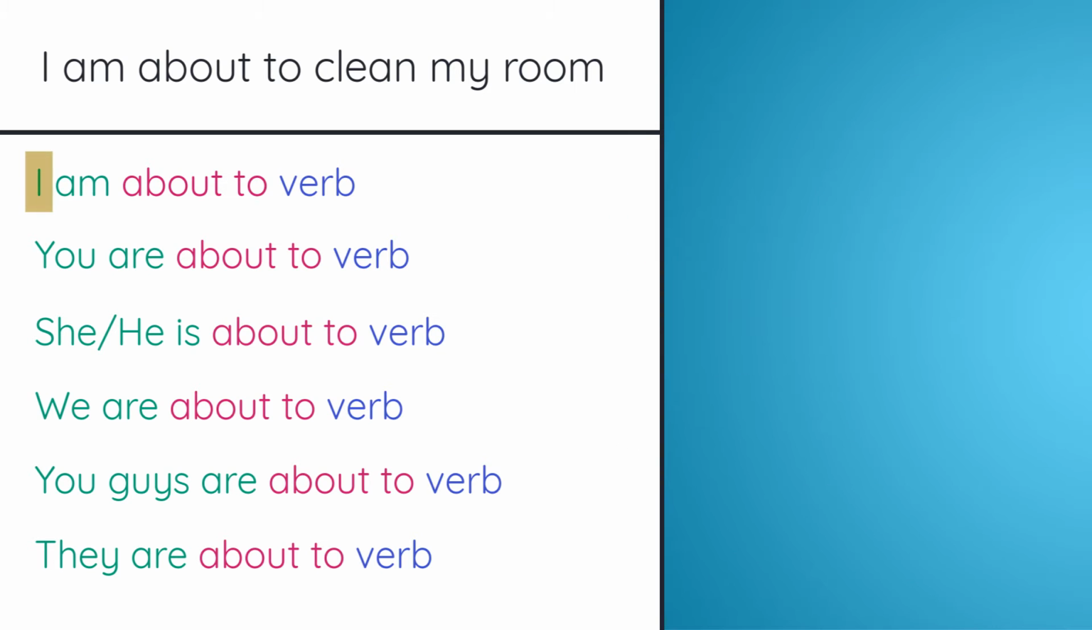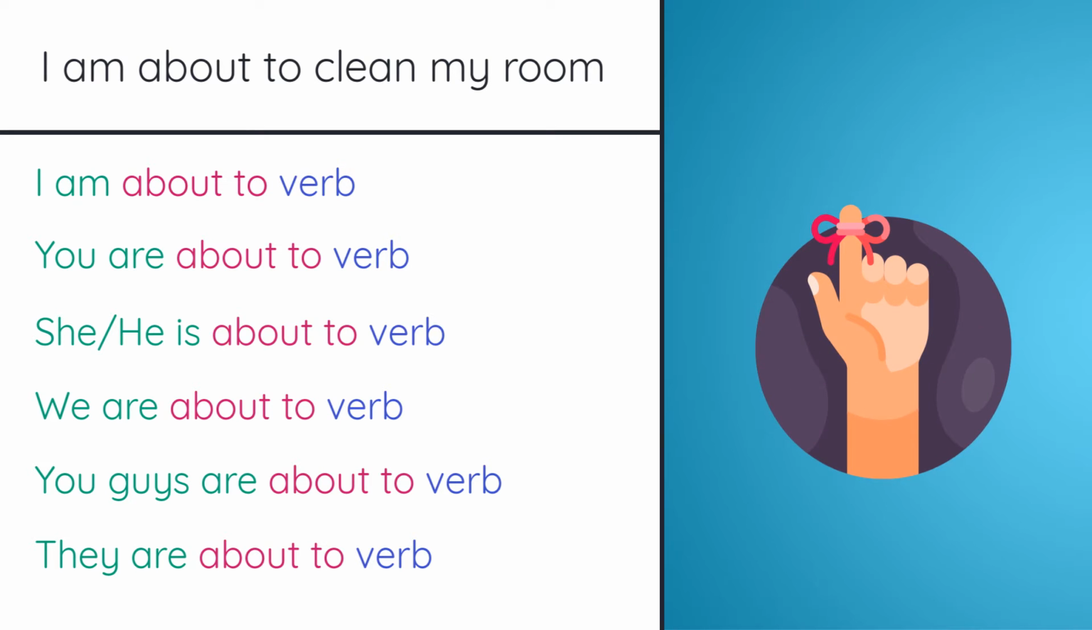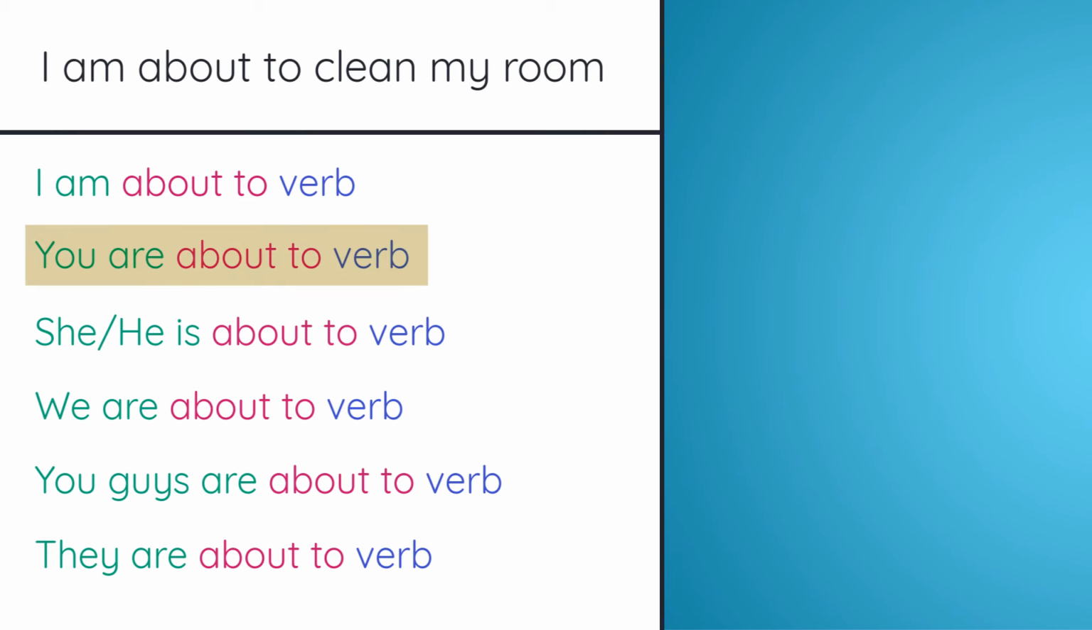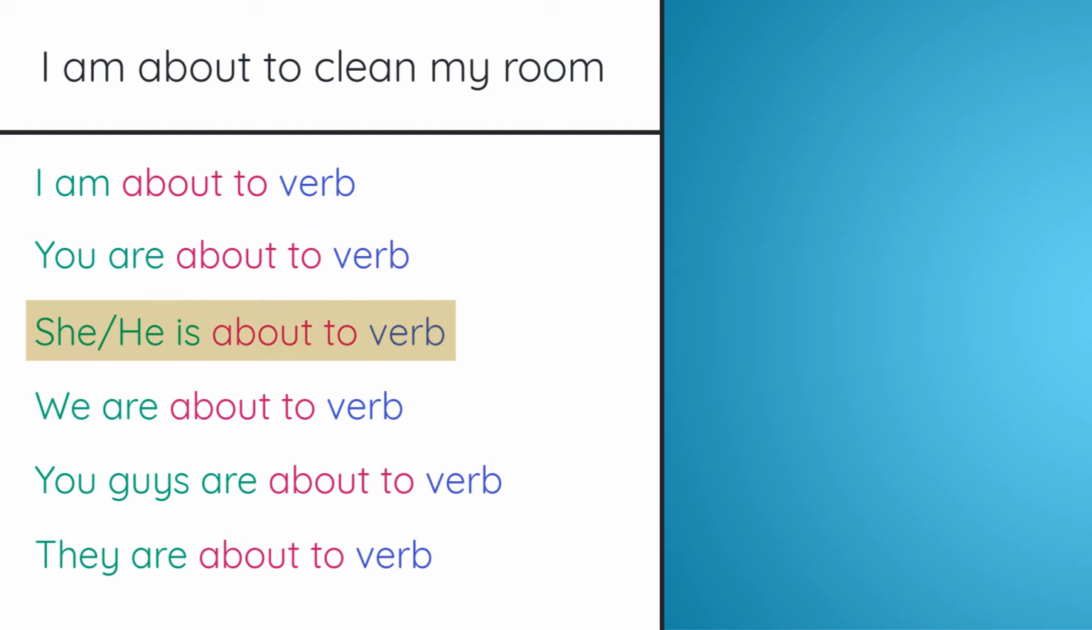So, we have here I as a subject. I am about to. And then after about to, we have a verb. I put this in color to help you remember it better. We have you are about to and the verb. She or he is about to and a verb.